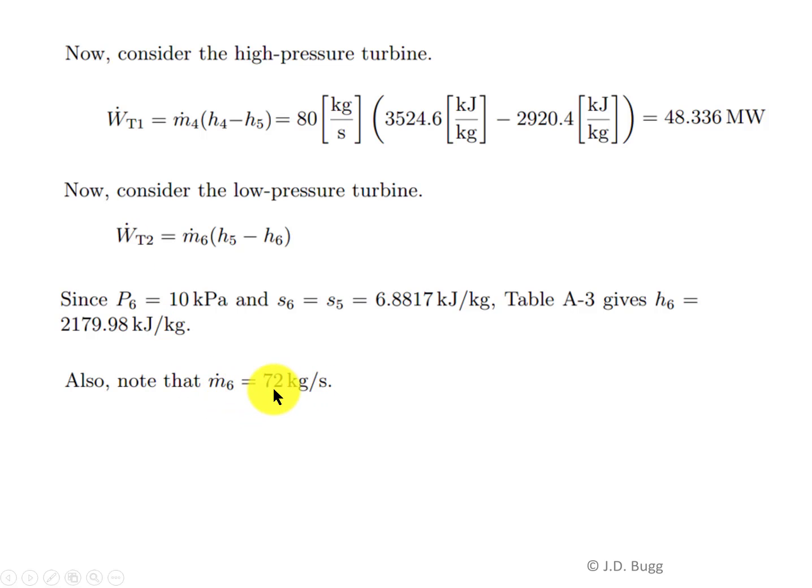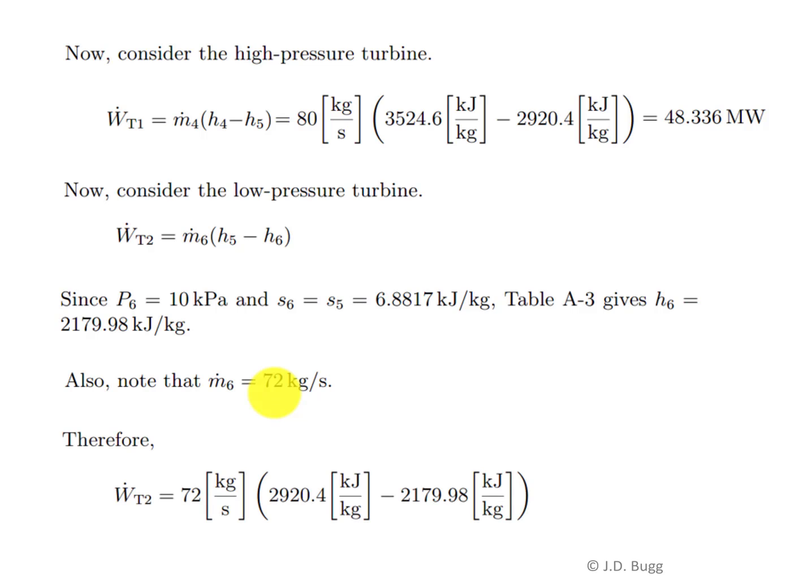So now we can calculate the power produced by that second turbine. We need to remember, though, that the flow rate through the second turbine is only 72 kilograms per second because of the extraction. So the power for the second turbine, 72 kilograms per second times H5 minus H6, gives us a power for the second turbine of 53.31 megawatts.